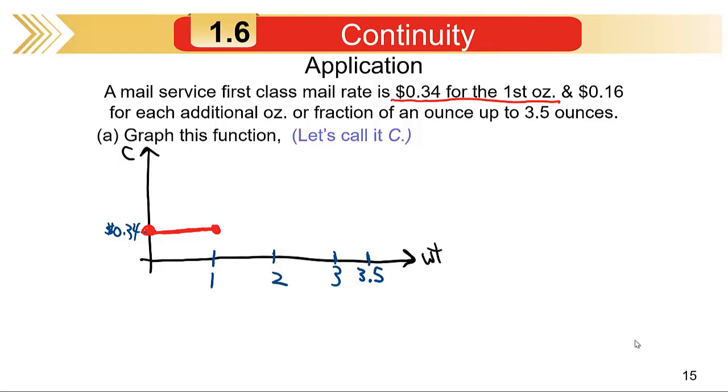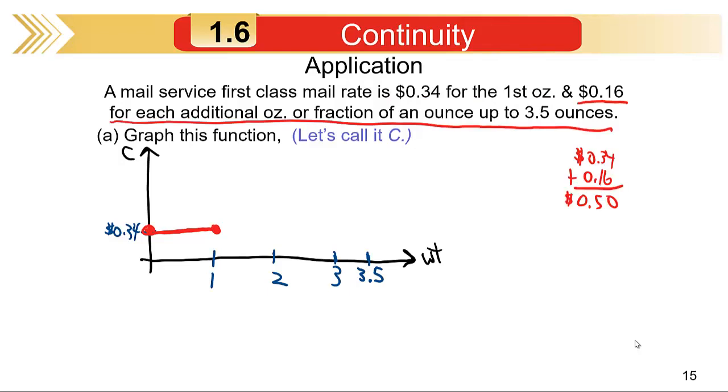And then when you get to an ounce, it's still 34 cents. But as soon as you tip over to above an ounce, it goes up another 16 cents. So if you're looking to see what happens if you've got something a little bit bigger than an ounce all the way to 2, you have to add 16 to 34 and see that the items that weigh more than an ounce up to and including 2 ounces are going to cost 50 cents to mail. So the next mark on the C-axis is 50 cents, and that's going to be valid all the way up to and including 2 ounces.